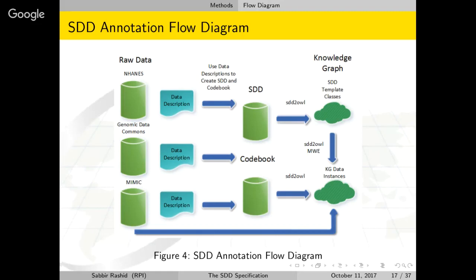The data descriptions could even be data dictionaries or codebooks that these data sets already have. So we use these data descriptions to create the semantic data dictionary or the semantic codebook, as I described. And then the semantic data dictionary is parsed to create template classes. Those template classes, along with the data and the codebook, are used to create knowledge graph data instances.